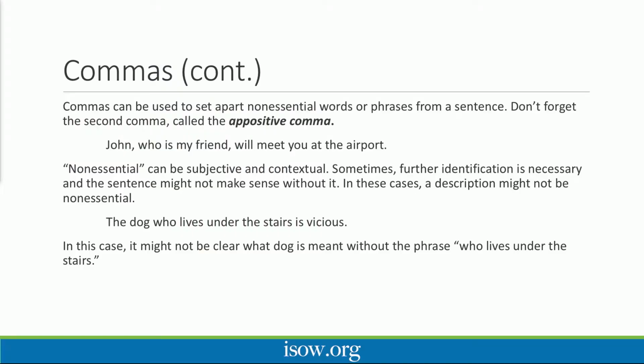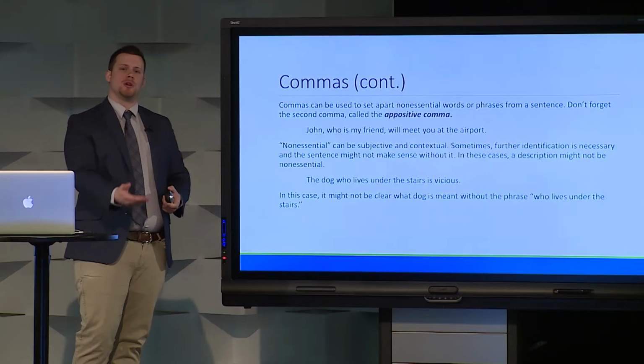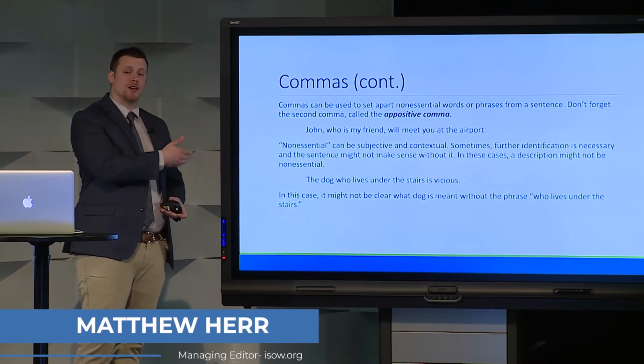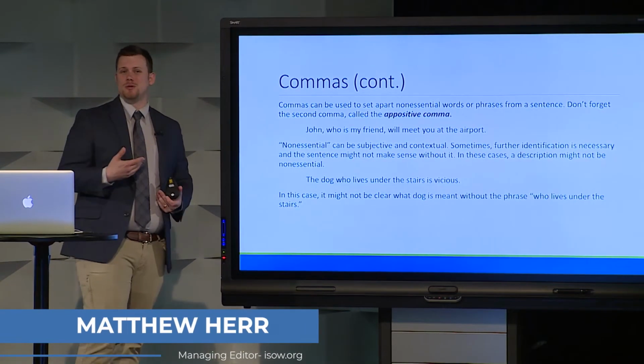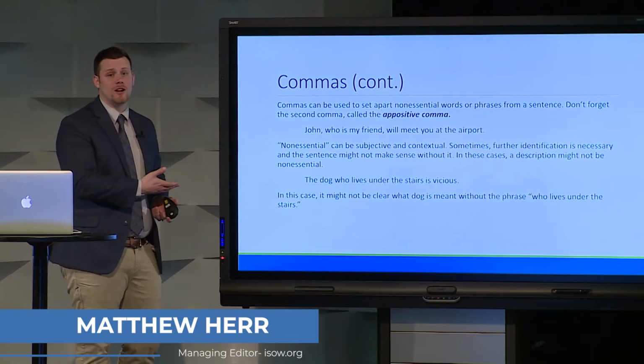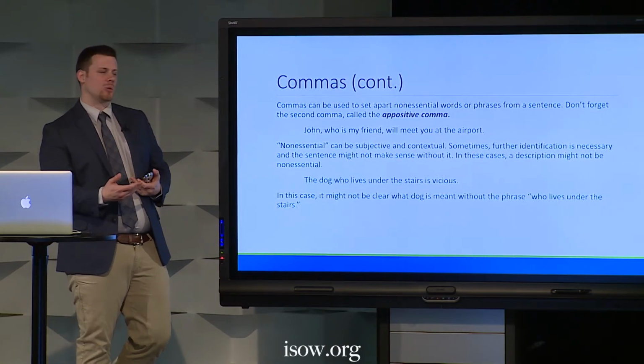So commas can also be used to set apart non-essential words or phrases from a sentence. But don't forget the second comma, called the appositive comma. So this is when there's something you're inserting in a sentence that doesn't necessarily need to be there for the sentence to make sense. You'll separate it off with commas. So, John, who is my friend, will meet you at the airport. So in this sentence, what you're really saying is, John will meet you at the airport. You give extra information saying, John, who is my friend. So this, as you hear in speech, is John, who is my friend. It's kind of like an aside. Will meet you at the airport.